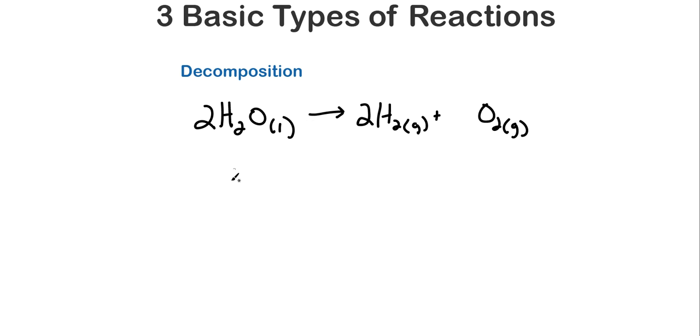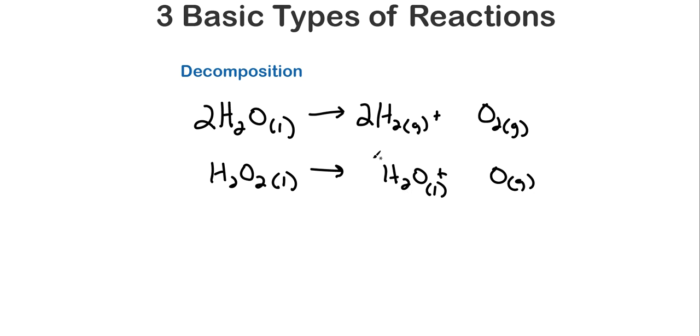Let's take a look at something slightly similar. Let's take a look at the decomposition of hydrogen peroxide, H2O2. It also is a liquid at standard room temperature and pressure. Hydrogen peroxide will naturally break down into water and oxygen gas. So water will be a liquid since there isn't any heat involved.